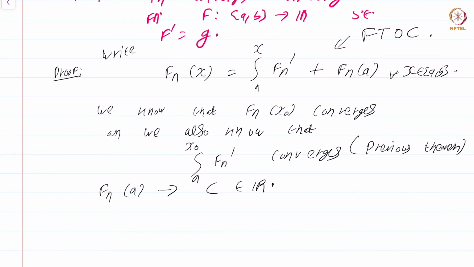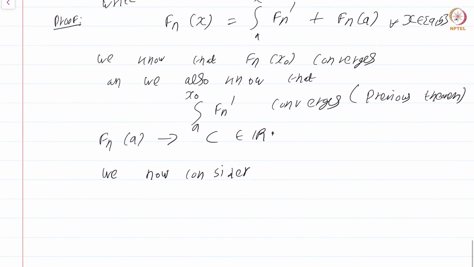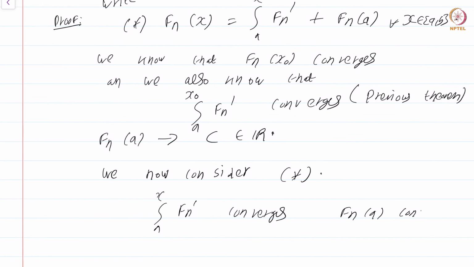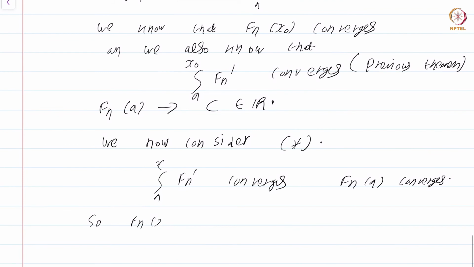Okay. So what we do is the following. We now consider this equation star. Again, we have that the integral from a to x of f_n prime converges. And of course, we have just shown that f_n(a) converges. So f_n(x) converges pointwise.